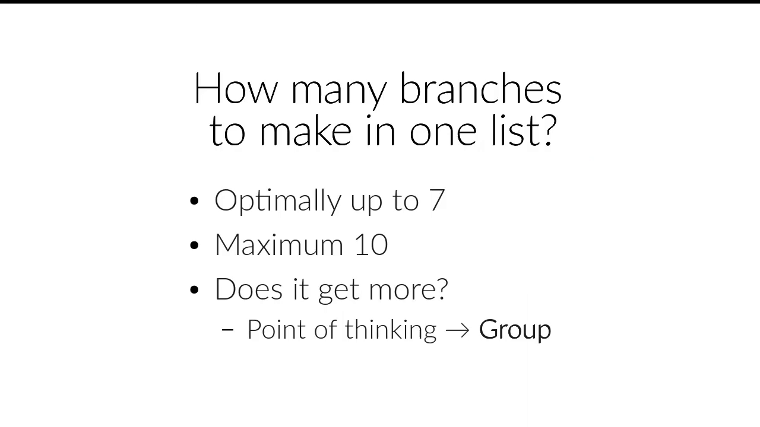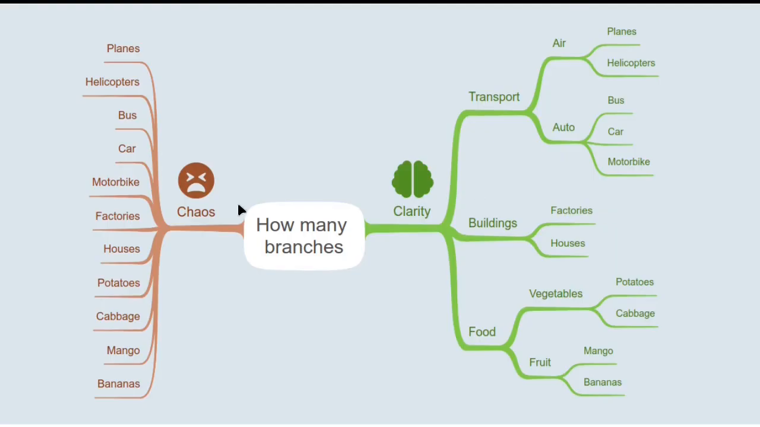How many branches to make in one list? Optimally up to 7, maximum 10. Does it get more? Group. This is the point of thinking. If it's some kind of house here, some kind of mesh here, it is a meaningful structure. Who agrees what this structure is easier to understand, is easier to remember, even when there are more words?